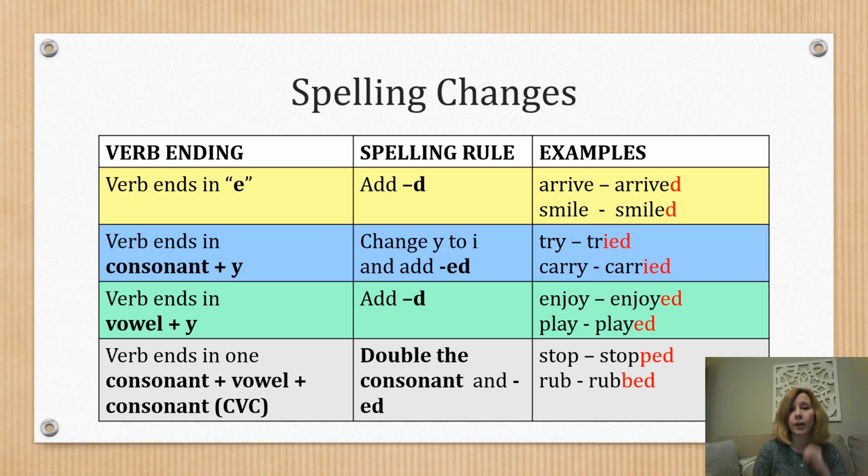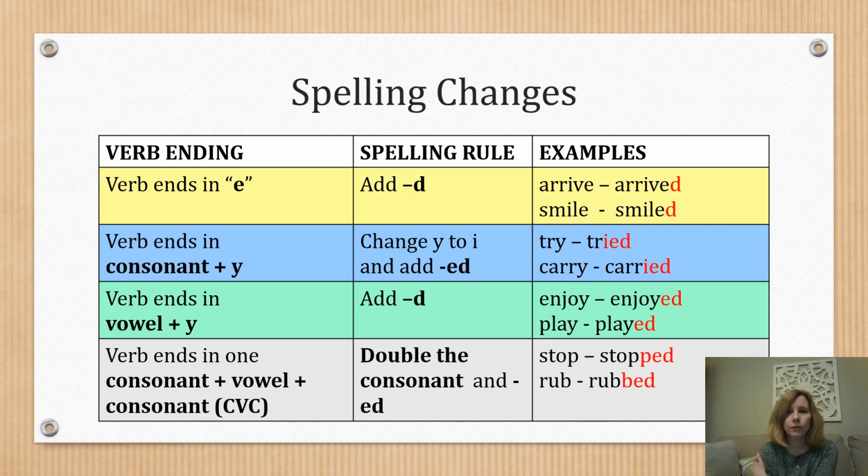In the blue row, we have the next spelling change. When you have a verb that is consonant plus Y, you change the Y to an I and add ed. For example, try, tried, carry, carried. And I will be making a video all about pronunciation.